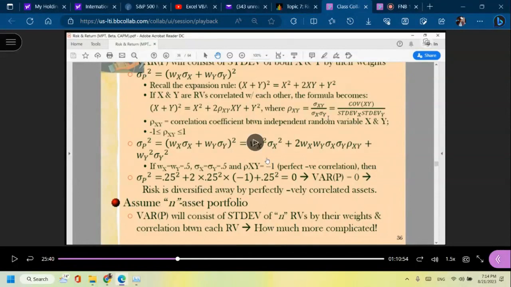Rho is spelled R-H-O, Greek character rho, right? Which is, you know, this. And because they are both correlation coefficients, how are they different? So I'm explaining that here.